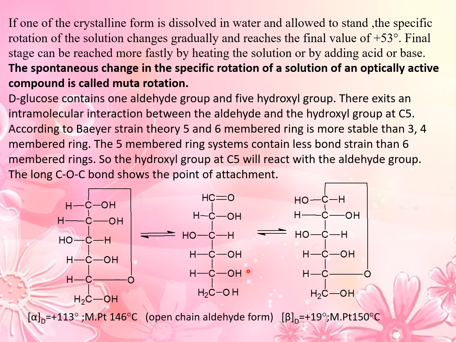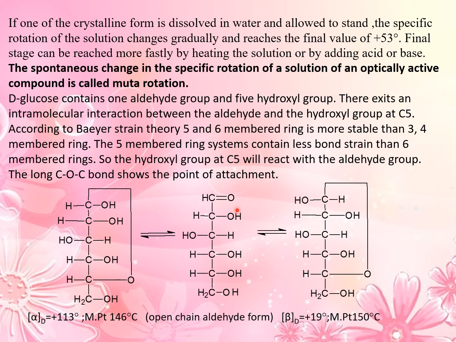There exists an intramolecular interaction between the aldehyde and the hydroxyl group at C5. According to Baeyer strain theory, 5 and 6 membered rings are more stable compared to 3 and 4 membered rings. So the hydroxyl group at C5 will react with this aldehyde group. The long C-O-C bond shows the point of attachment.